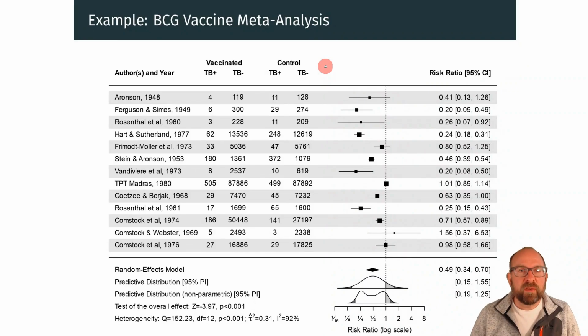Let's go back to the meta-analysis on the BCG vaccine. Here I'm showing you again the predictive distribution assuming a normal distribution, but I also used this non-parametric method to estimate the shape of the distribution of true effects, and we can actually see that it's a sort of bimodal distribution, but the same visualization nicely shows us what that distribution looks like.